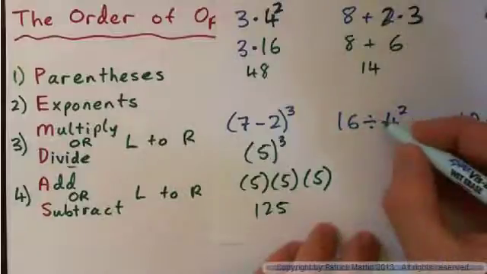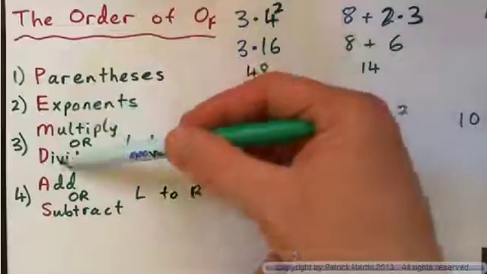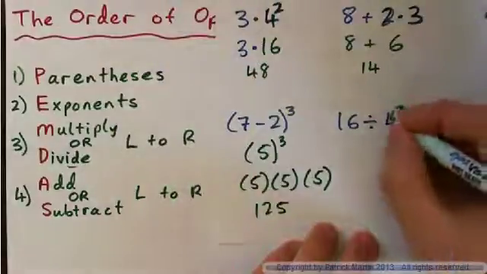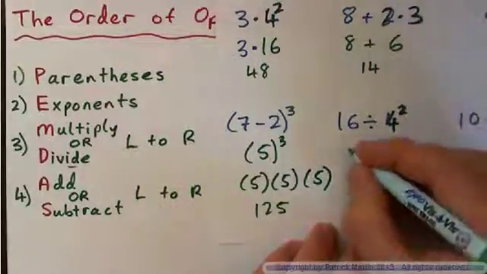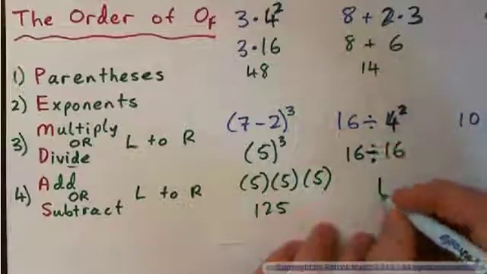So this one has a division and an exponent. Order of operations says do exponents first, then divide. So the exponent is 4 squared, which is 16. Now we've got to calculate 16 divided by 16, and 16 divided by 16 is 1.